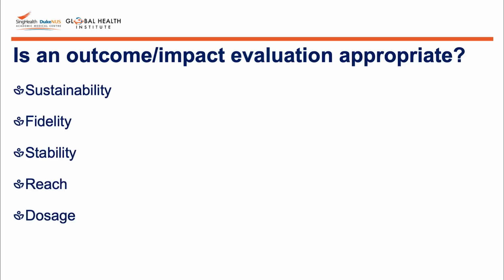When deciding on an outcome impact evaluation, consider factors like sustainability. Does political and financial will exist to sustain the intervention? Fidelity. Does the actual intervention implementation match the intended implementation? Stability. Ensuring the intervention is not likely to change during the evaluation. Reach. Does the intervention reach a sufficiently large number of clients, sample size, to conduct an appropriate data analysis? And dosage. Do clients have sufficient exposure to the intervention to result in the intended outcomes?